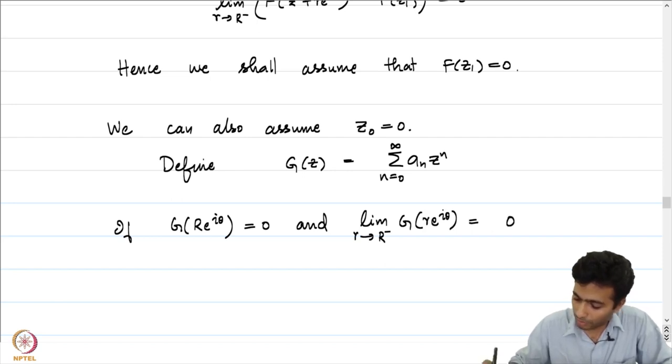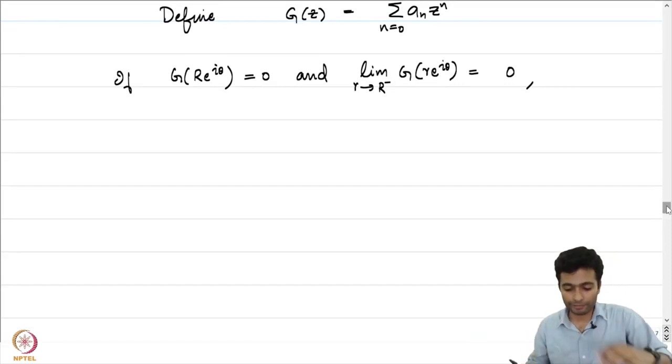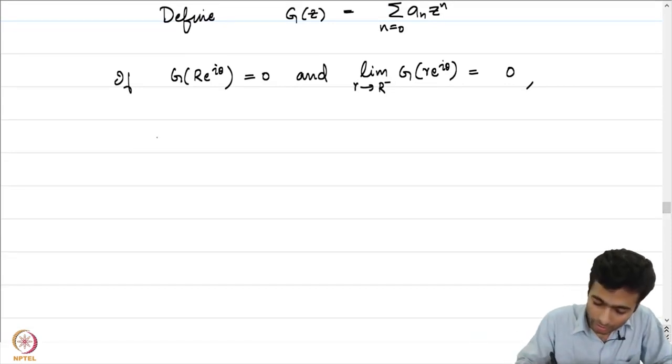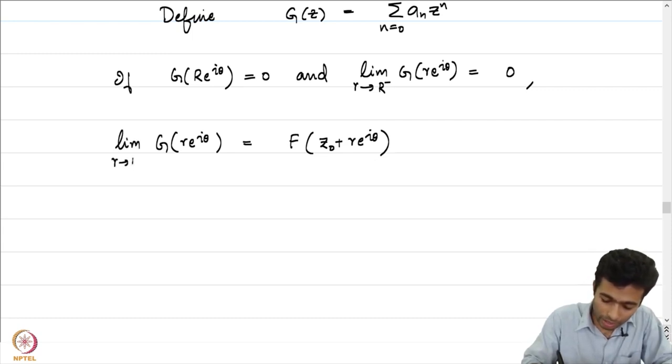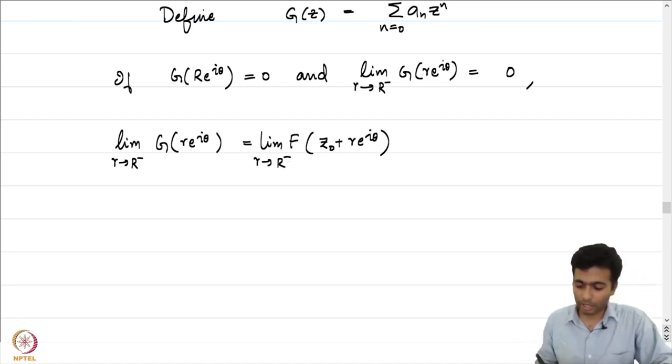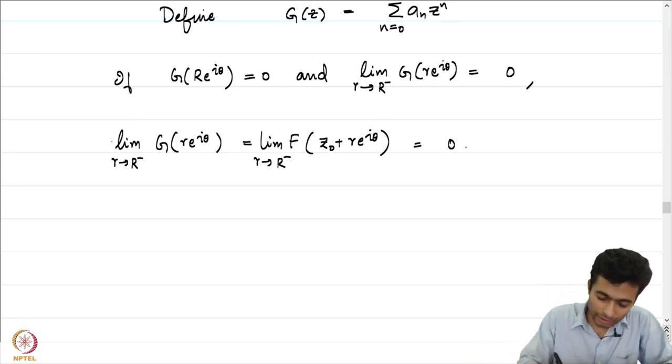the limit of g of r e to the power i theta is equal to 0, then let's see whether we can conclude something similar about f. Then g of r e to the power i theta, you should check, is exactly equal to f of z0 plus r e to the power i theta, and the limit as r goes to R minus of this, we will be able to conclude, is equal to 0 because f of z0 plus capital R e to the power i theta is, and we know that this is equal to 0.